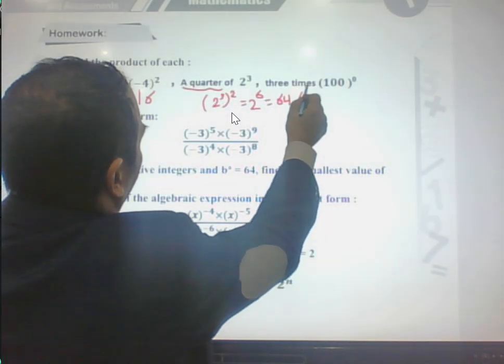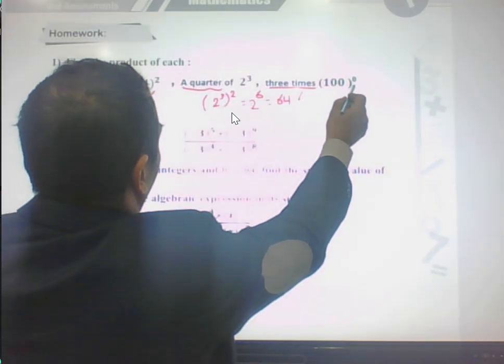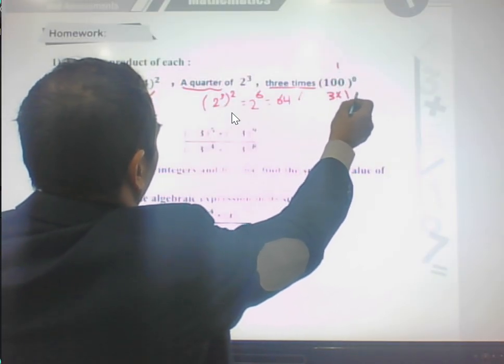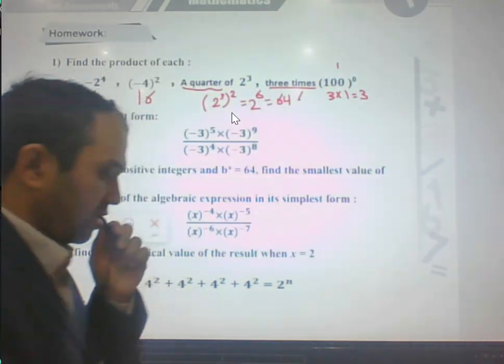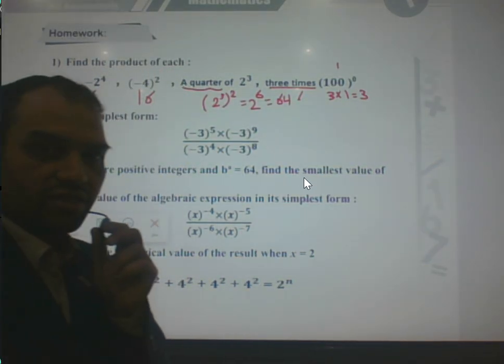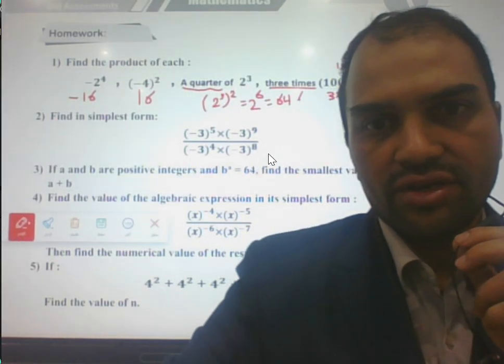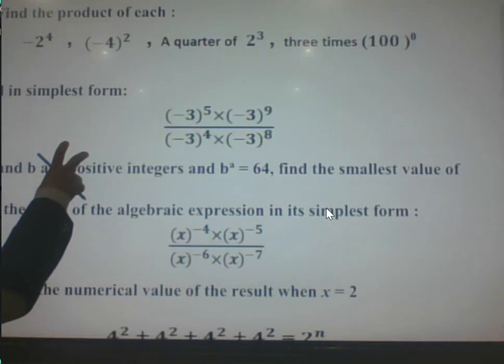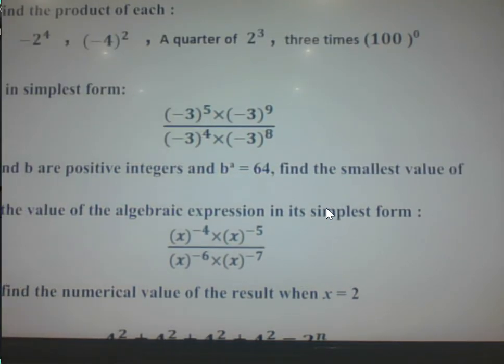3 times this number. Any number power 0 equals 1. Then we have 3 multiplied by 1, which is 3. Okay? Next question here, we want to solve this example. You can solve it with me, this example here. Look at here. Negative 3 power 5 times negative 3 power 9.